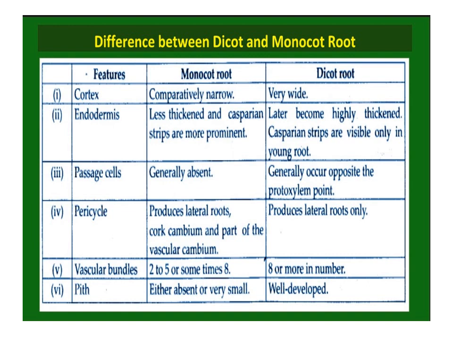Pericycle in monocot root produces lateral roots, cork cambium and part of the vascular cambium, while in dicot root it produces lateral roots only. Vascular bundles in monocot root are 2 to 5 or sometimes 8, while in dicot root they are more in number, 8 or more. Pith in monocot root is either absent or very small. In dicot root, pith is well developed.